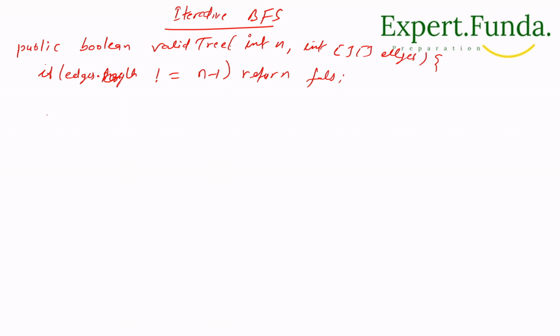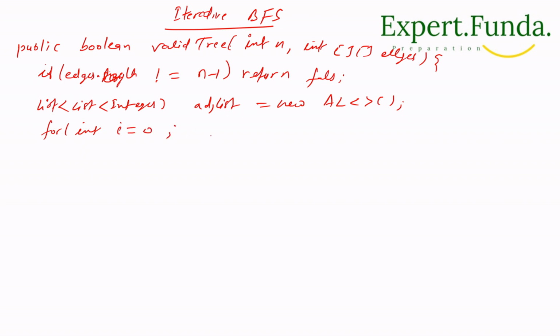If not, then we will make the adjacency list, right? How we will do that, we have already seen these things. So we will take a list of lists of integers, and this is called our adjacency list. I'll give it a short name, and this is a new ArrayList. Now we will initialize this adjacency list. We start with for int i equal to 0, i less than n, and i plus plus. Then on the adjacency list we will add a new ArrayList, that's all.